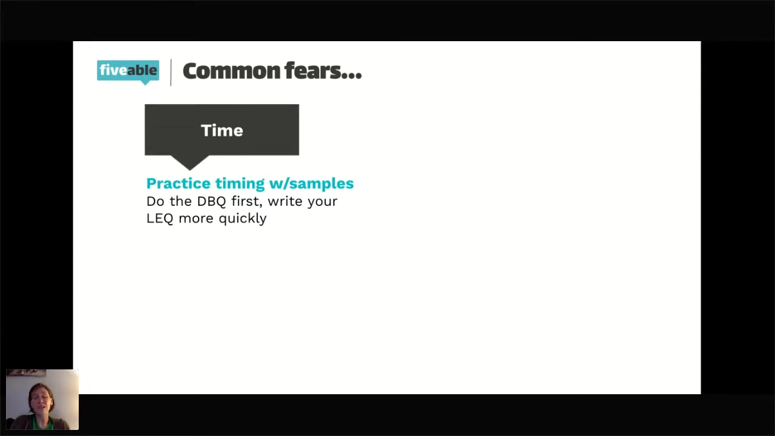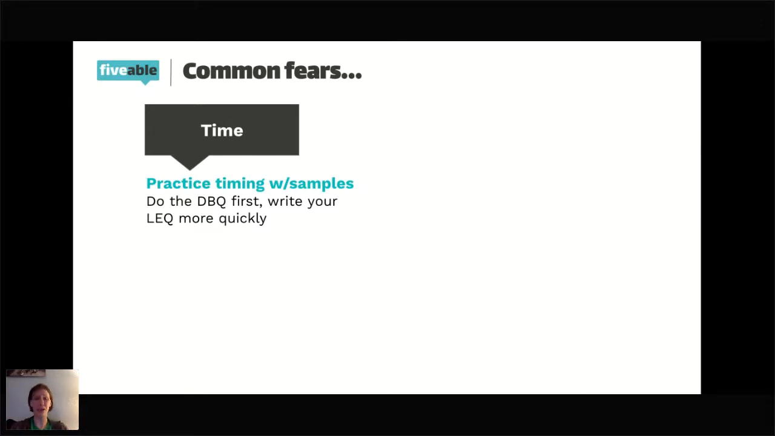I also advise people on the actual exam, write the DBQ first and then the LEQ. The LEQ is always going to be shorter, and you can usually borrow some time from the LEQ to give yourself really that full 60 minutes. And if it has to be 65 minutes to write your LEQ, you can absolutely do that.